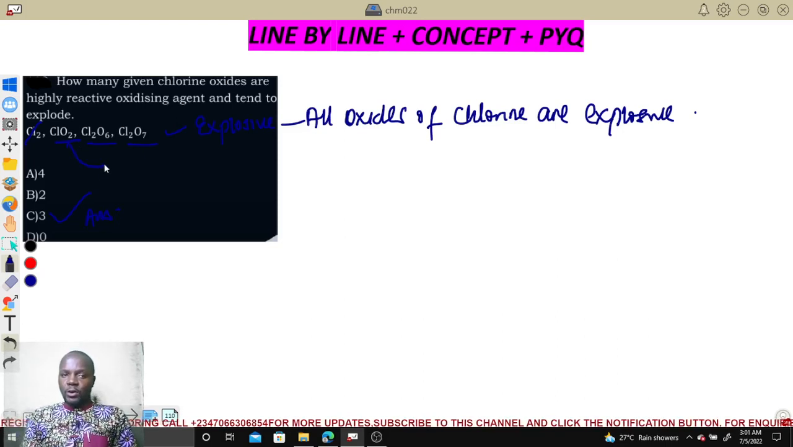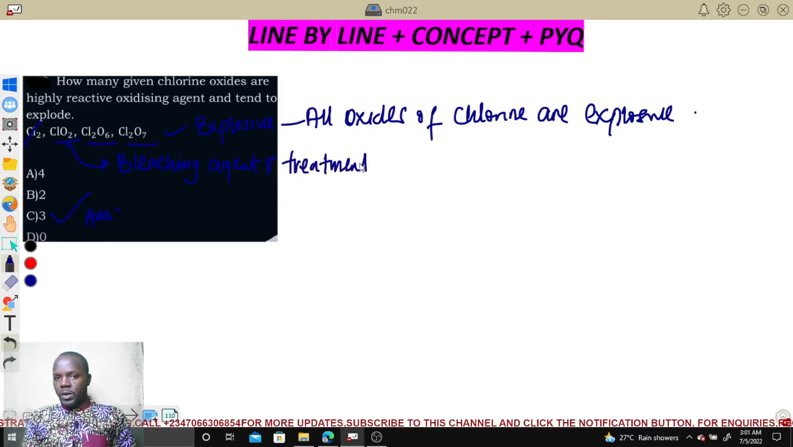In fact, this Cl2O2 is used as a powerful oxidizing agent. It is used as a bleaching agent, and also used in the treatment of water.